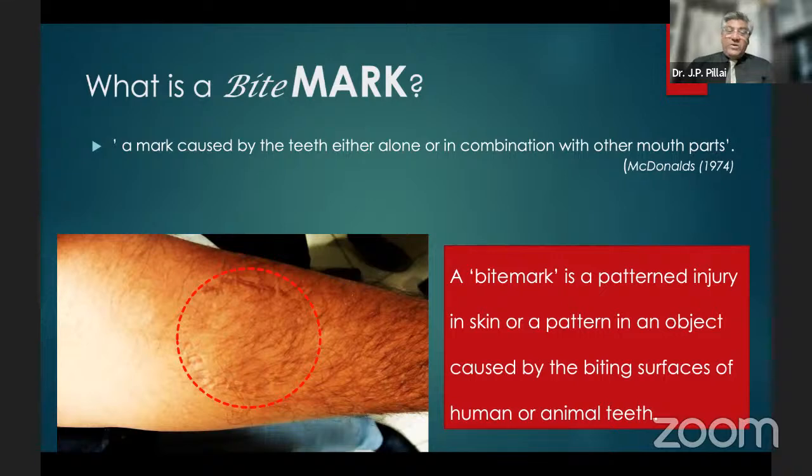So if you want to define a bite mark, then it is nothing but a patterned injury in skin or a pattern on any object which is caused by the biting surfaces of the human or also by animal teeth. Because sometimes we need to differentiate between a human bite mark and an animal bite mark. So that is why comparative dental anatomy, the dentition pattern of the non-human, also has to be considered here.